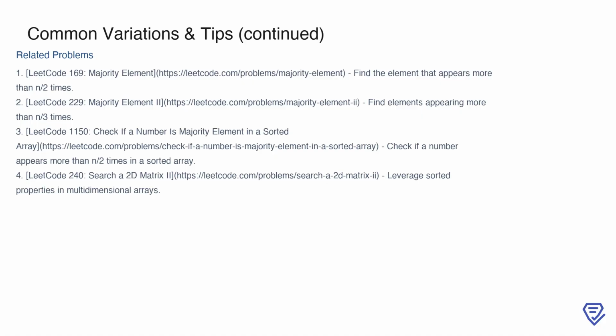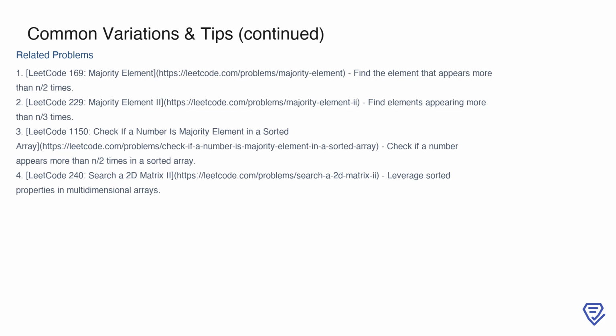This problem is closely related to several others on LeetCode that also involve identifying majority elements or leveraging sorted properties. For example, in LeetCode 169, Majority Element, the goal is to find the element that appears more than n/2 times in an array. Similarly, in LeetCode 229, Majority Element II, you need to identify elements that appear more than n/3 times. These problems focus on majority thresholds but differ in their specific constraints.